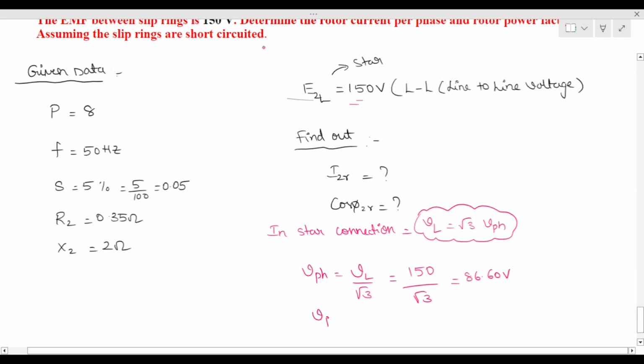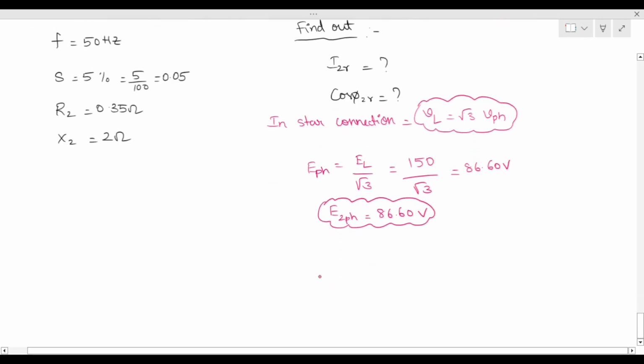So we can write it as E2L and E2 per phase. This will be E phase. So E2 per phase is equal to 86.60 volts. This is the per phase voltage of the rotor. Now our target is to find the current. So let us draw a boundary here.